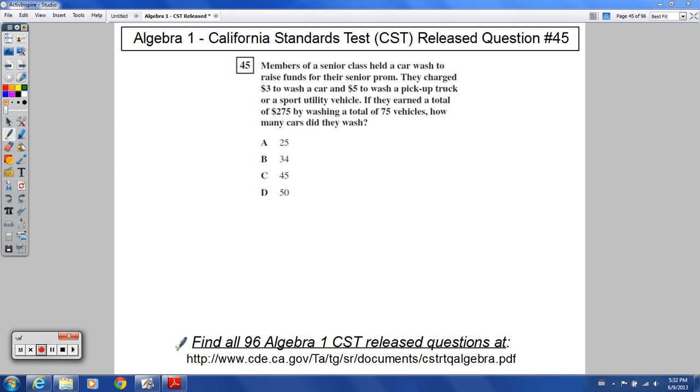Hello everybody, welcome to Algebra 1 release question number 45. It says members of a senior class held a car wash to raise funds for their senior prom. They charged $3 to wash a car.